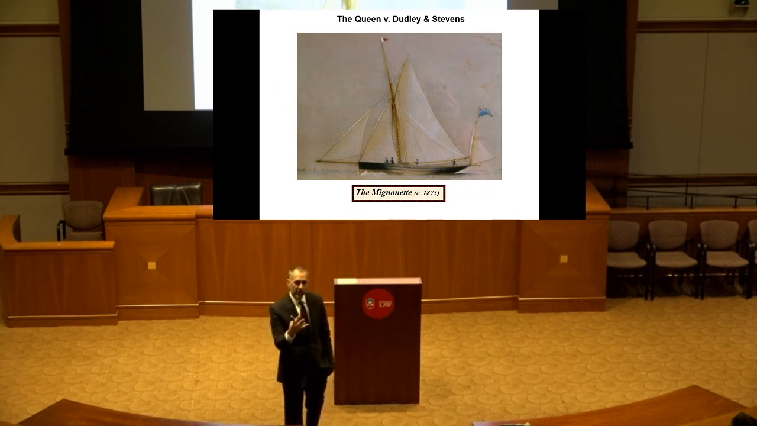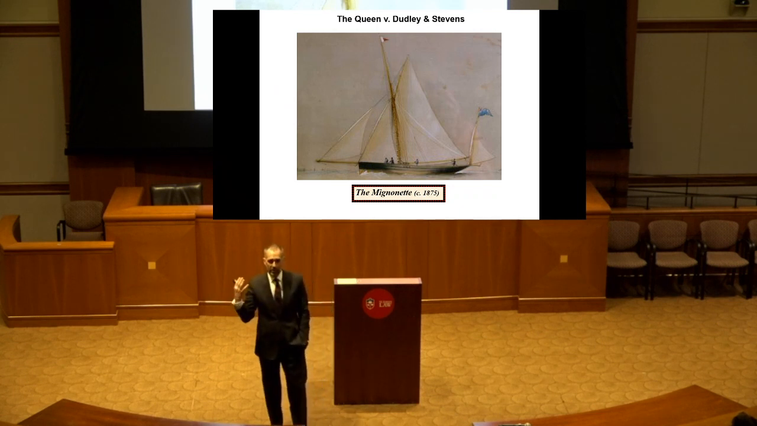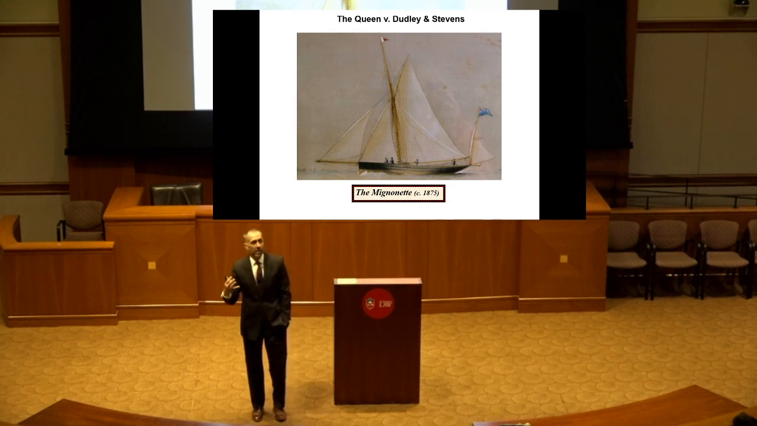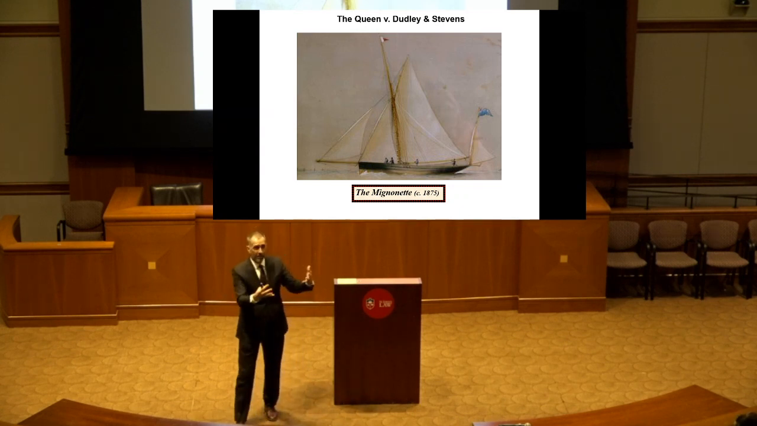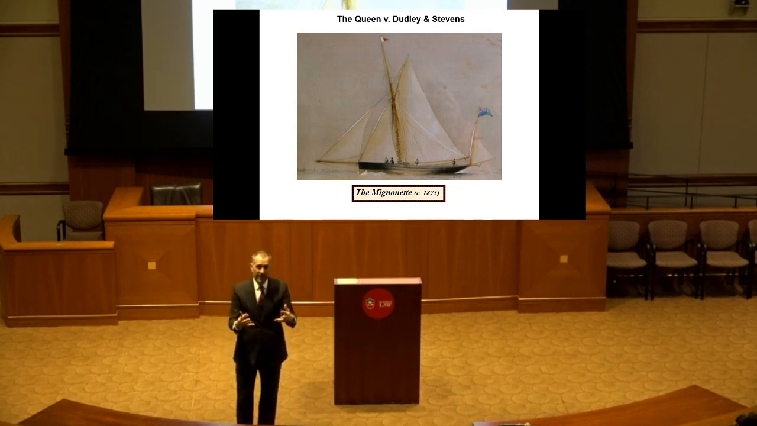And what were they doing? Well, they were sailing from England to Australia because an Australian, a lawyer actually, had been visiting Falmouth, England, saw the Mignonette, fell in love with it, bought it, and then had to figure out how to get it to Australia.